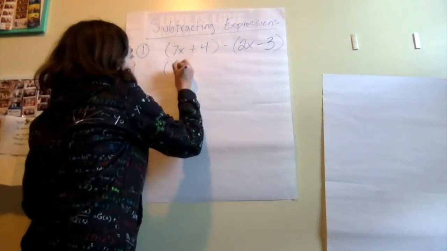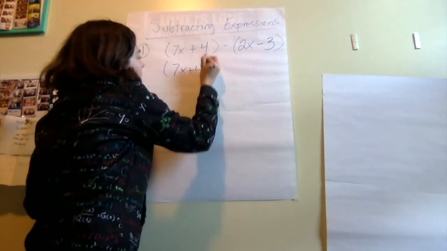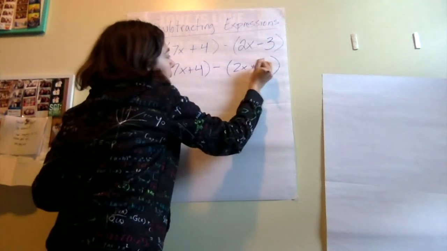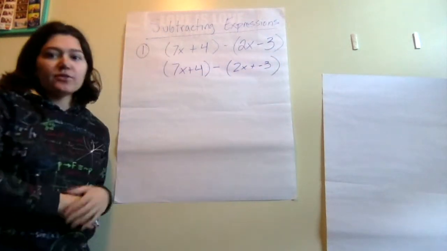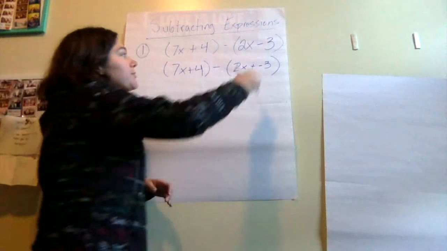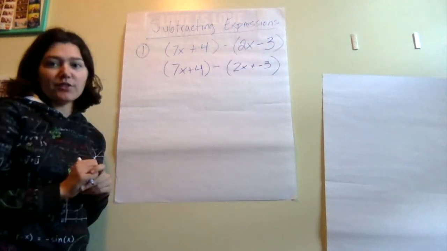So the first one, I don't have to do that. I have 7x plus 4 minus, and then here I have 2x minus 3, right? And subtracting 3 is the same thing as adding negative 3. So I'm rewriting minus 3 as plus negative 3.